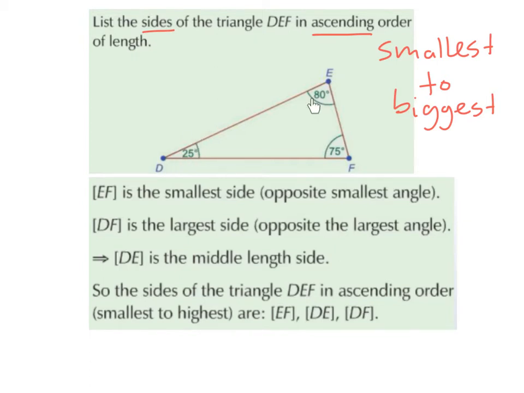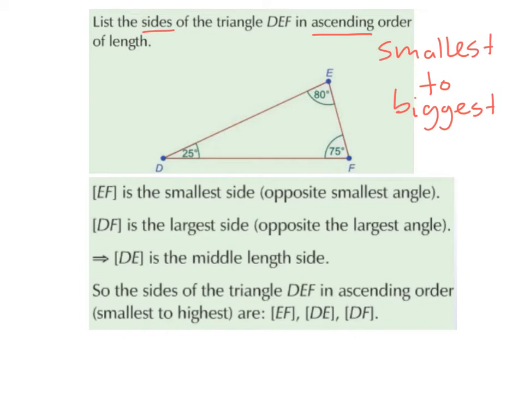So 25, 80 and 75. 25 is clearly the smallest angle. And 25 is looking across at side EF. So side EF is going to be the smallest side. So EF is the smallest side. It's opposite the smallest angle.